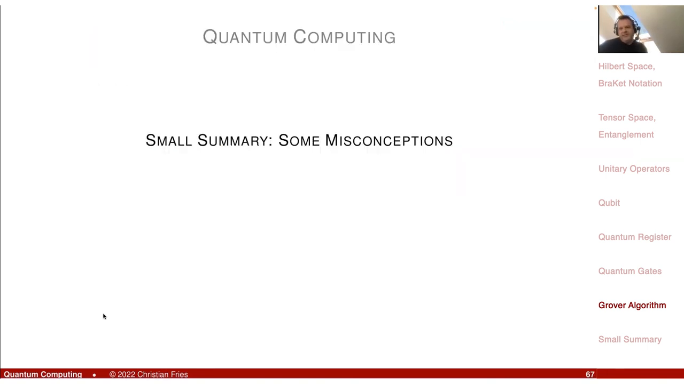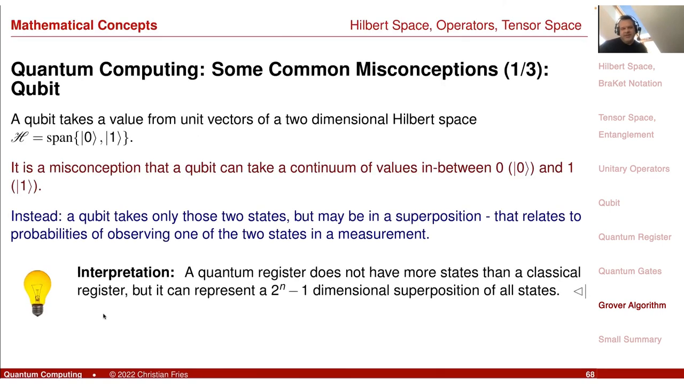So, a small summary of some misconceptions, and then we are done. It's a misconception that the qubit can take a continuum of values. If we perform a measurement, it takes only one of the two states, but it may be in superposition. Same for a quantum register. A quantum register does not have more states than a classical register, but it can represent all 2^n states in superposition.